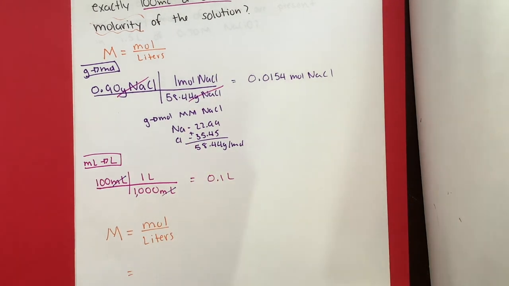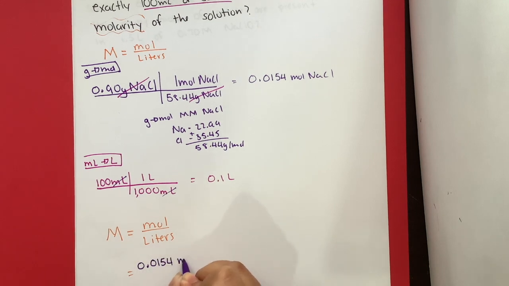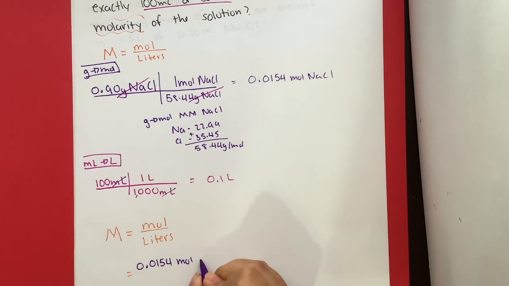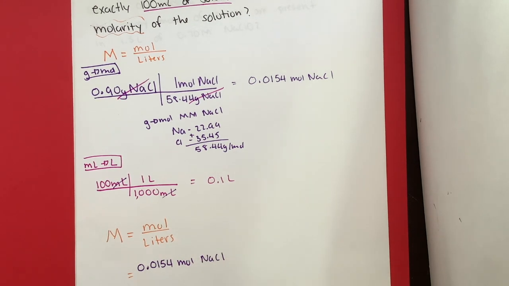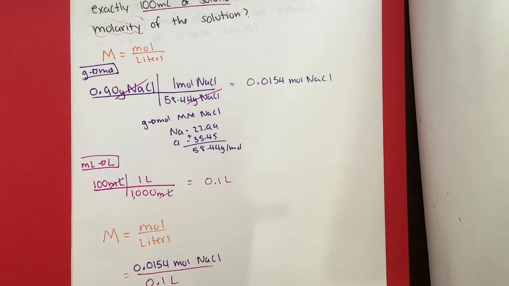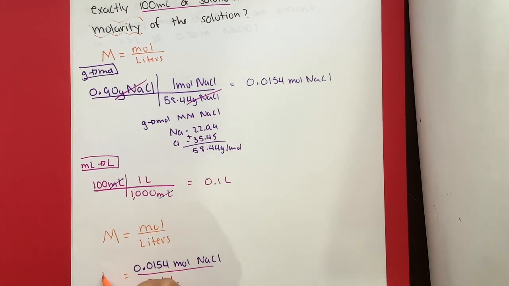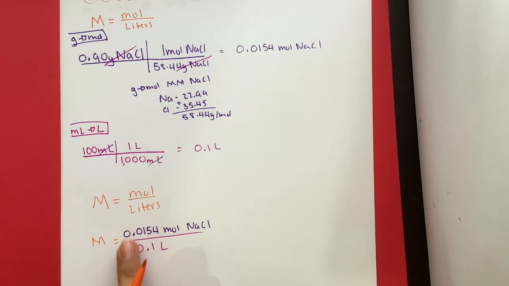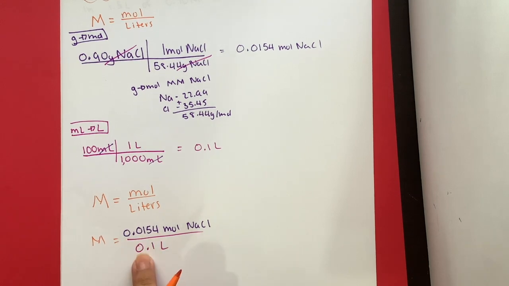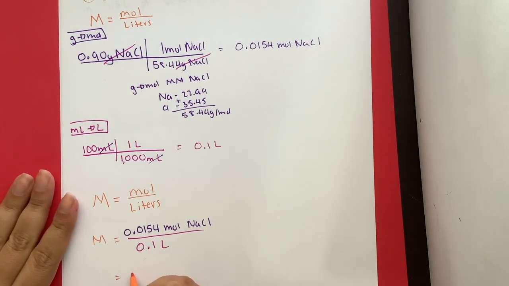Moles, I just calculated it. I have 0.0154 moles of NaCl for every 0.1 liter. Okay, so I'm going to divide 0.0154 divided by 0.1, and I get 0.15 big M of NaCl. And that is my molarity.